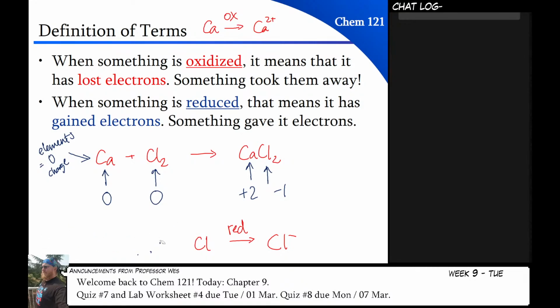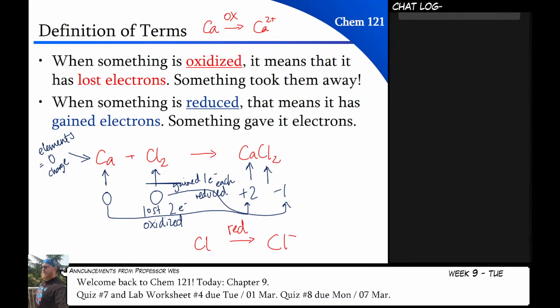Now I have to erase all this. So I'd say, okay, calcium started as 0 and it became +2. So calcium lost 2 electrons and was therefore oxidized. Chlorine, on the other hand, started at 0 and became -1. So each gained 1 electron and was thus reduced.